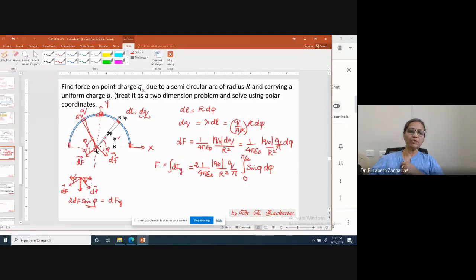I'm doing it from 0 to pi by 2 because when I am coming with an element here, I'm coming with a mirror element here. So I don't have to go all the way till I reach pi. If I go from 0 to pi by 2 and multiply by 2, I am already doing the entire thing. Okay, so now can someone complete this?